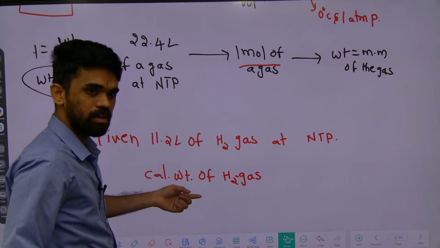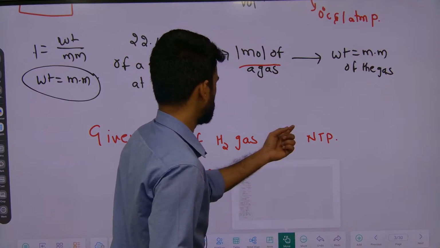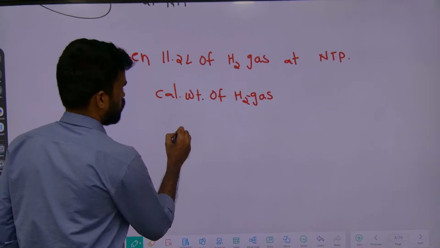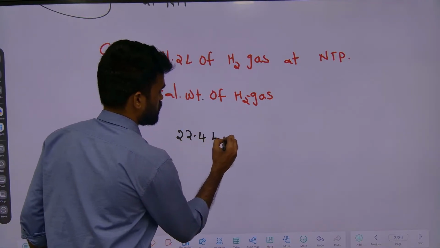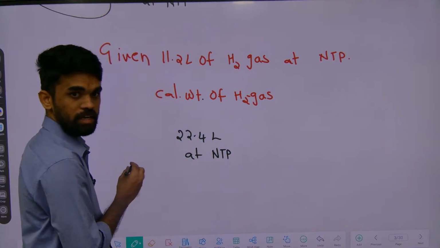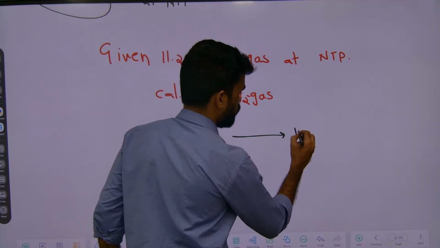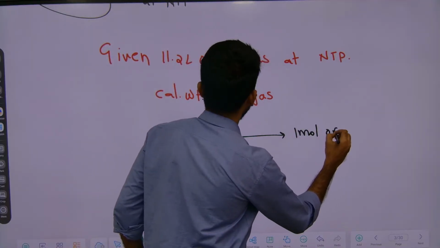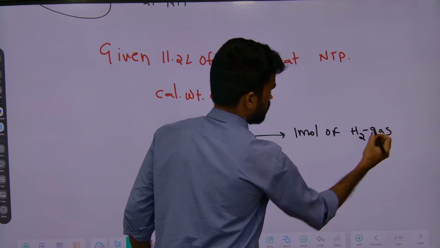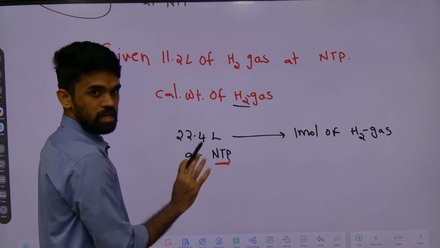Question I will explain, next you can solve. First of all, we know 22.4 liters means at NTP. That condition must be there. So 22.4 liters means 1 mole of that gas. 1 mole of which gas are they talking about? 1 mole of H2 gas, at this condition only. If the condition changes, the quantities also change.